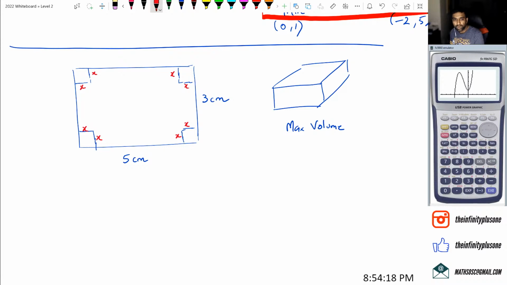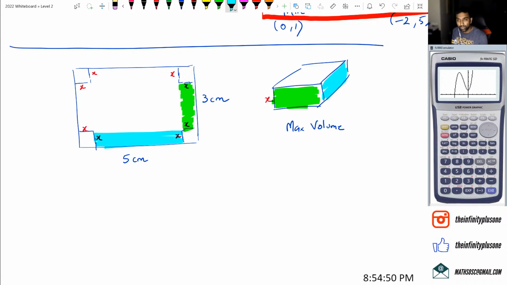Now the first thing we need to do is get some measurements for this box. We're cutting the corners and then folding it up to create an open box. The first thing we know for sure is the height of this box is going to be X. If you think about it, I'm going to take this green flap here, that's this part right here. The blue flap is this one here.